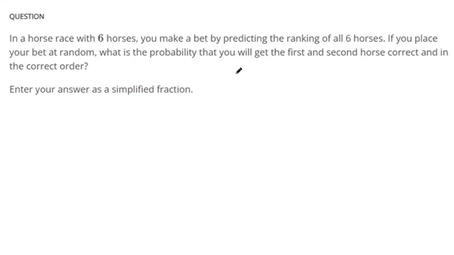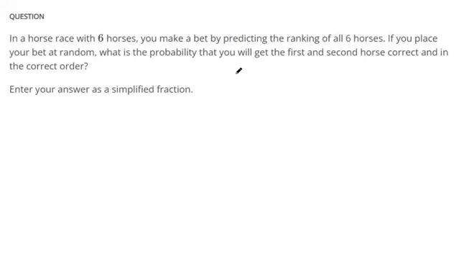Okay, we got a horse race, and we're making a bet by predicting the rank of all 6 horses. So it sounds like we're supposed to get first, second, third, fourth, fifth, sixth, all correct. Okay. So if you place your bet at random, what is the probability that you'll get first and second horse correct and in the correct order?